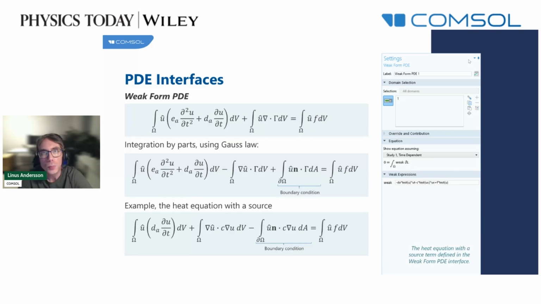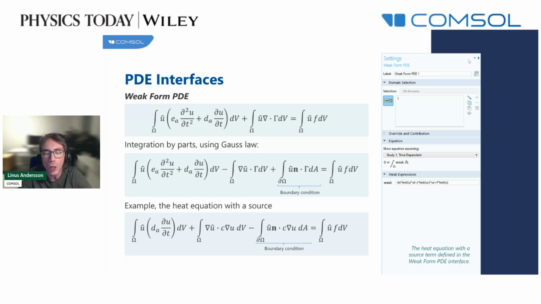A walkthrough of the PDE interfaces wouldn't be complete without mentioning the weak form PDE interface. And don't worry, this is by far the scariest slide in the entire presentation. It does get easier from here. Basically, the weak form is an integral form of the equations. You can get it from the general form by first multiplying with an arbitrary test function u hat and then integrating over the domain.